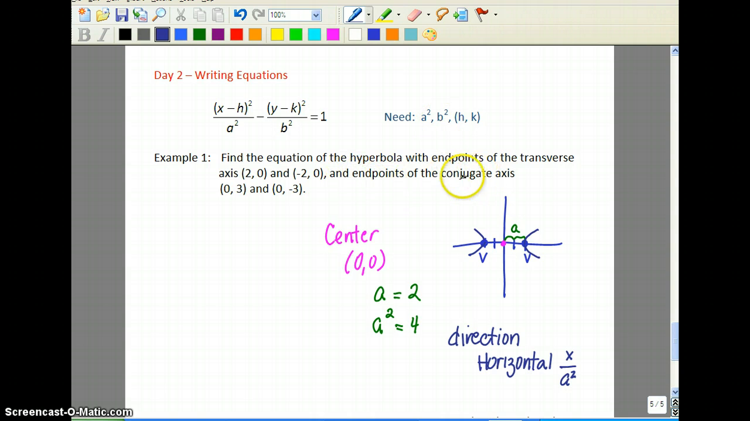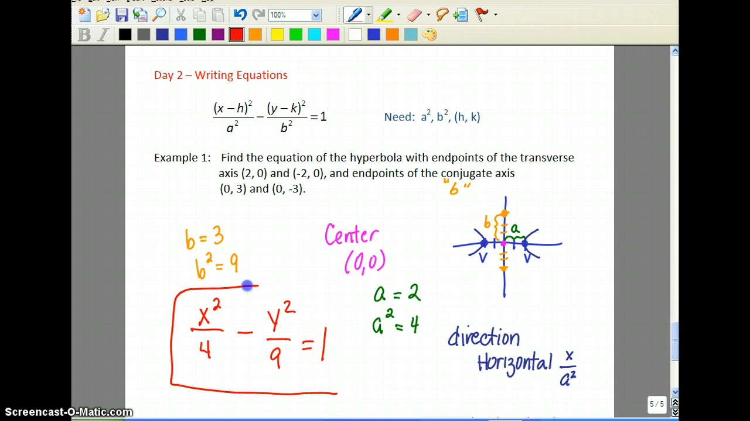Well, we didn't use this part. The conjugate axis, we know, is always going to give us our b number. So our conjugate axis is 0, 3, and 0, -3, and we know that that distance from the center out is b, so b equals 3, b squared equals 9. So put all your information together. The center's 0, 0, and x goes first because it goes over a. So it's x squared over a squared minus y squared over b squared equals 1. And that would be the equation of the hyperbola.